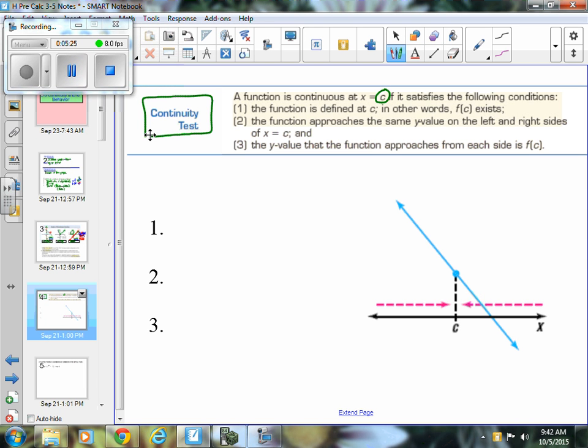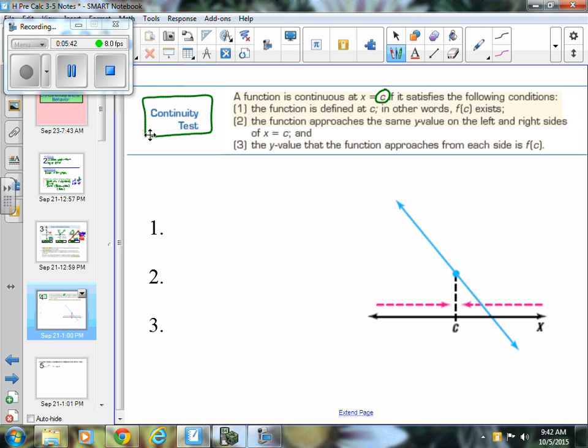When you think about continuity, you can check it anywhere on the domain of the function. So we can look at any value and see if it's continuous there. C is standing for constant. It's just standing for a number. So is it continuous at 7? Or is it continuous at -5? You're checking those different values.